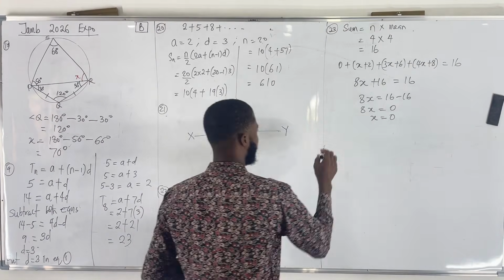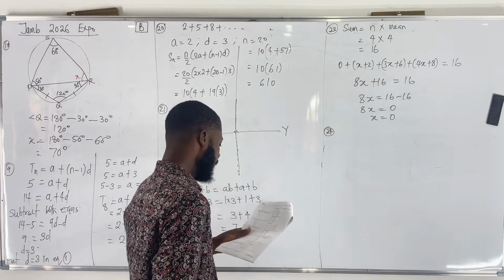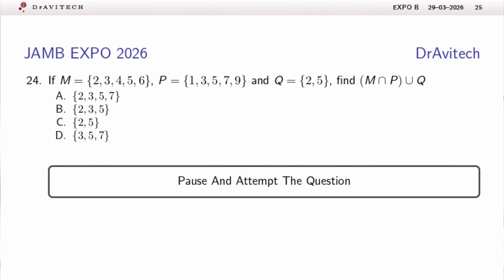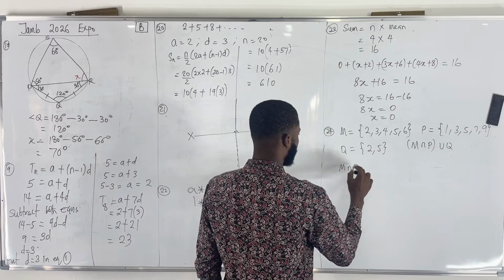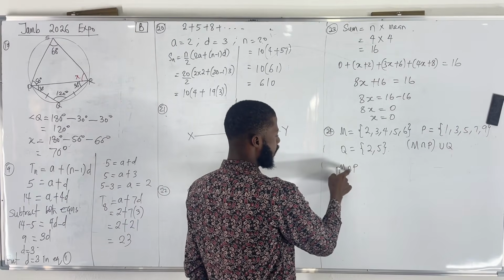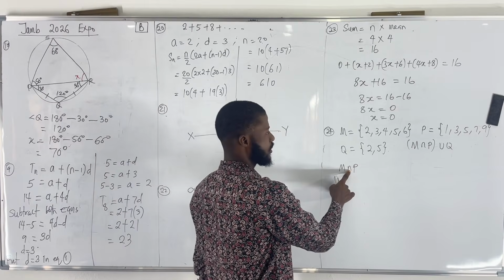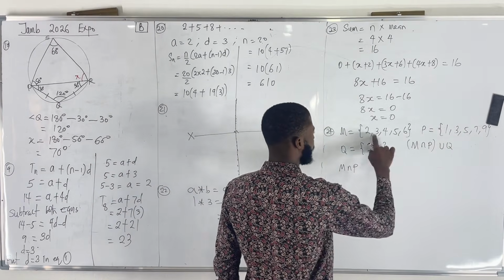So let's go to question 24. Question 24 says, if m is equal to 2, 3, 4, 5, 6, and p is equal to 1, 3, 5, 7, 9, and then q is 2, 5, you have to find m intersection p union q. So first of all, let's find m intersection p. So look at m and look at p. Intersection means what do you see common?